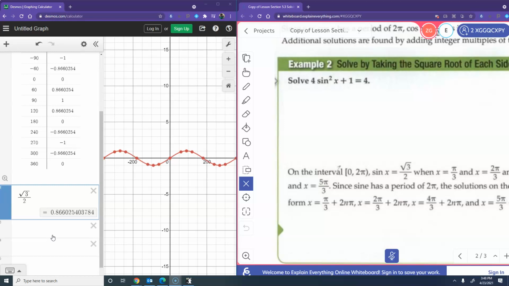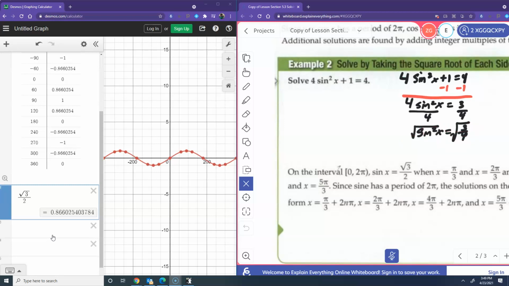Here's the next example. And we're going to go through the process of solving this algebraically. We have 4 sine squared of x plus 1 equals 4. The first step is to subtract 1 from both sides. So now what we have is 4 sine squared of x equals 3. We're going to go ahead and divide by 4. So we have sine squared of x equals 3 over 4.